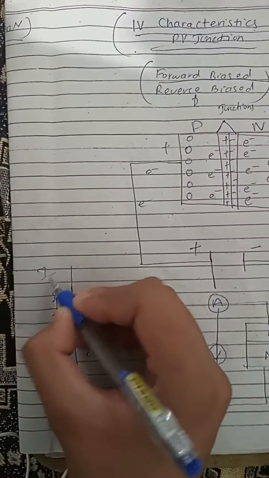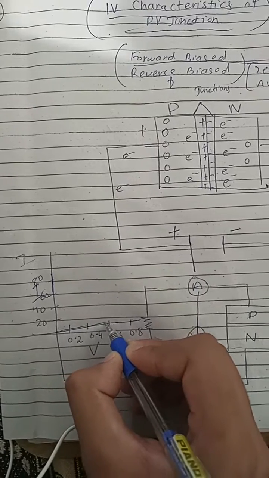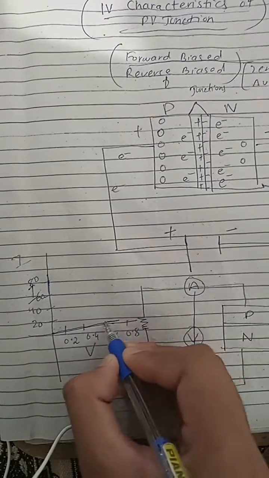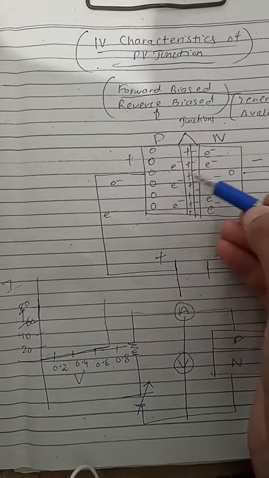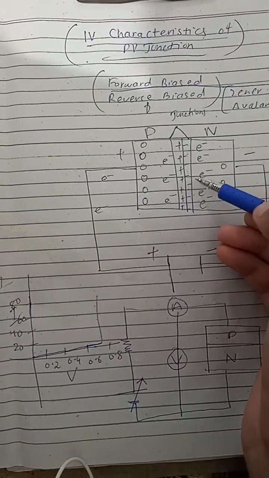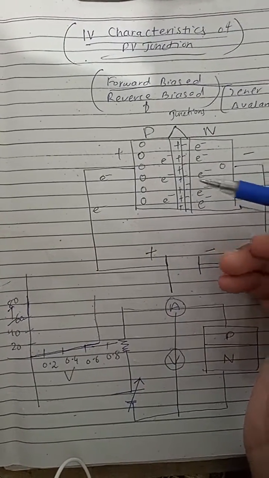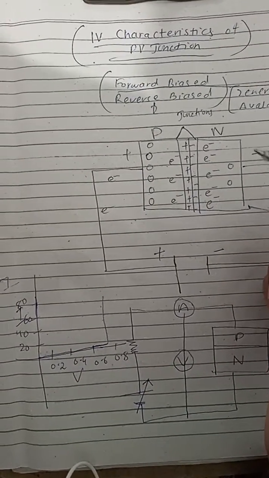This is the current, so this is zero. When it's 0.2, it's still zero. It's still zero, but when it reaches 0.7, it will increase, because silicon has a value of 0.7 volts to pass through the junction. The electrons get a kinetic energy of 0.7 volts, so they can actually pass through it. So this is the thing about silicon.